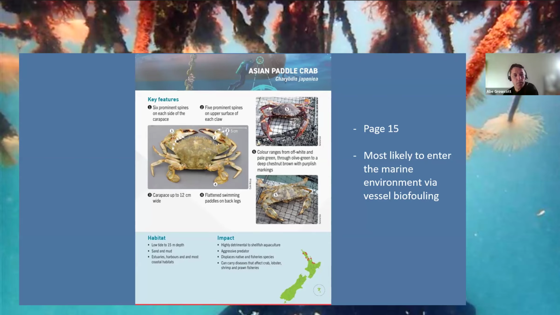So morphologically, it has six spines on each side of its shell, and then it also has spines on the upper surface of each claw. So that's quite a good diagnostic characteristic. It's variable color, but it does have paddles on the back like our native paddle crab. So those spines are the way to go. It most likely entered New Zealand via vessel biofouling. Again, like a lot of the species we've talked about, it likes estuaries and harbours, and sand and muddy habitats.